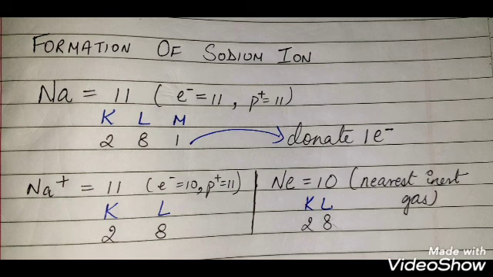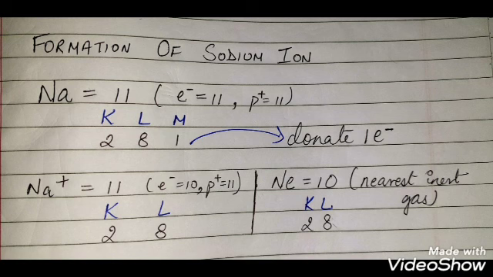Now, in order to become more stable, the sodium atom will donate 1 electron of its outermost shell to some other atom. In this way, the whole M shell is removed and the L shell having 8 electrons in it becomes the outermost shell. By losing 1 electron, the sodium atom gets 1 unit of positive charge and becomes a sodium ion, that is Na+.